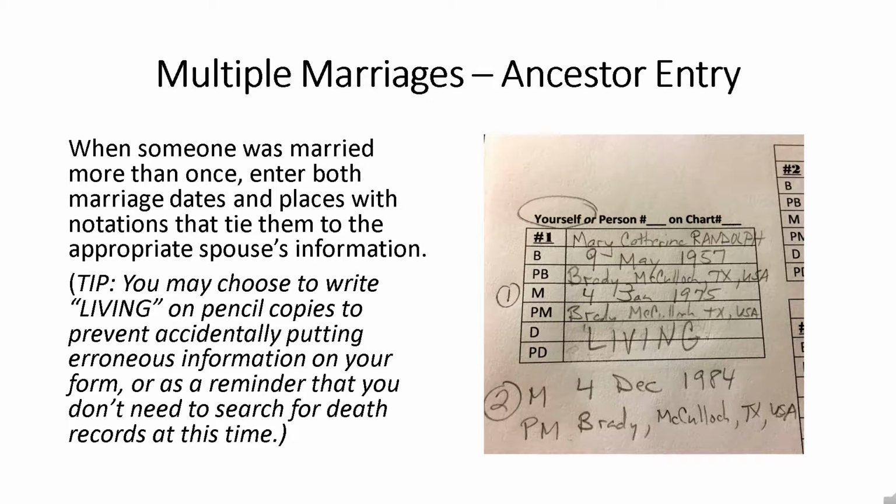Multiple marriages. When someone was married more than once, enter both marriage dates and places with notations that tie them to the appropriate spouse's information. Here's a tip. You may choose to write "living" in capital letters on pencil copies to prevent accidentally putting erroneous information on your form, or as a reminder that you don't need to search for death records at this time.